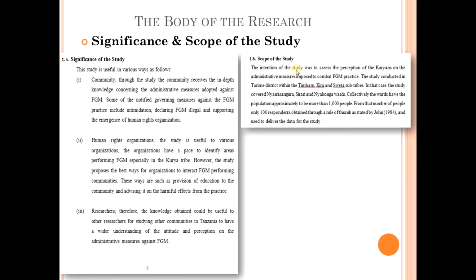Also, you have to show the scope of the study. The scope of the study shows the demarcation of the research. How deeply will the research undertake its investigation? By identifying the number of respondents, the places where the research will be conducted, how the data will be collected, and so forth. Those are the things that should be considered when creating the scope of the study.